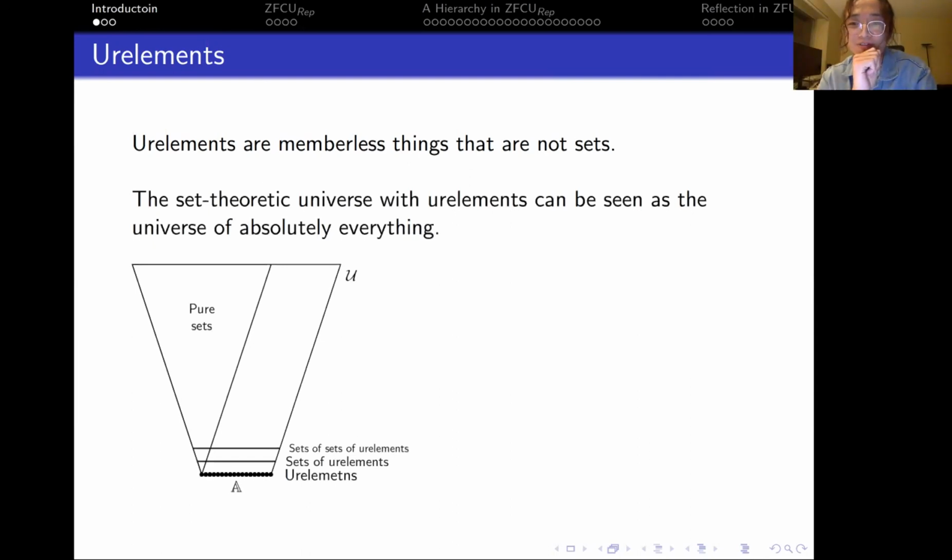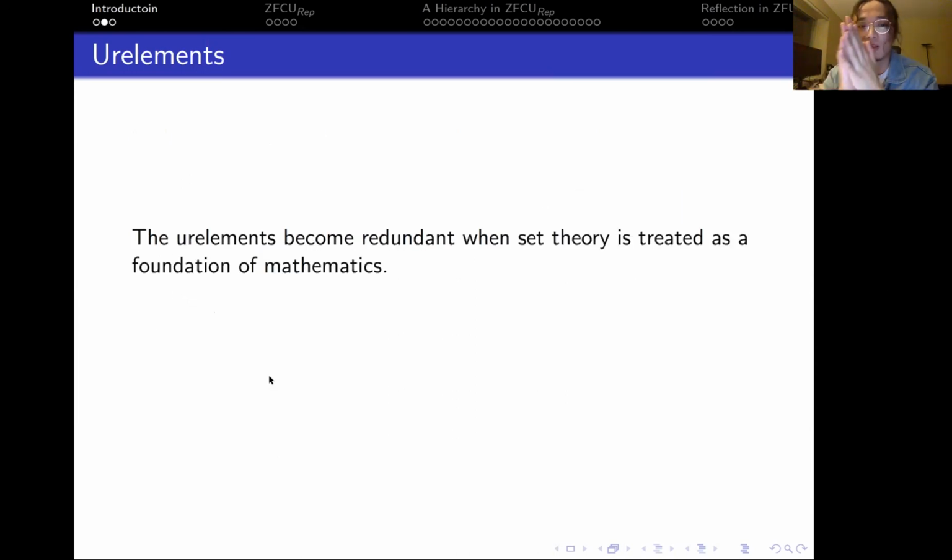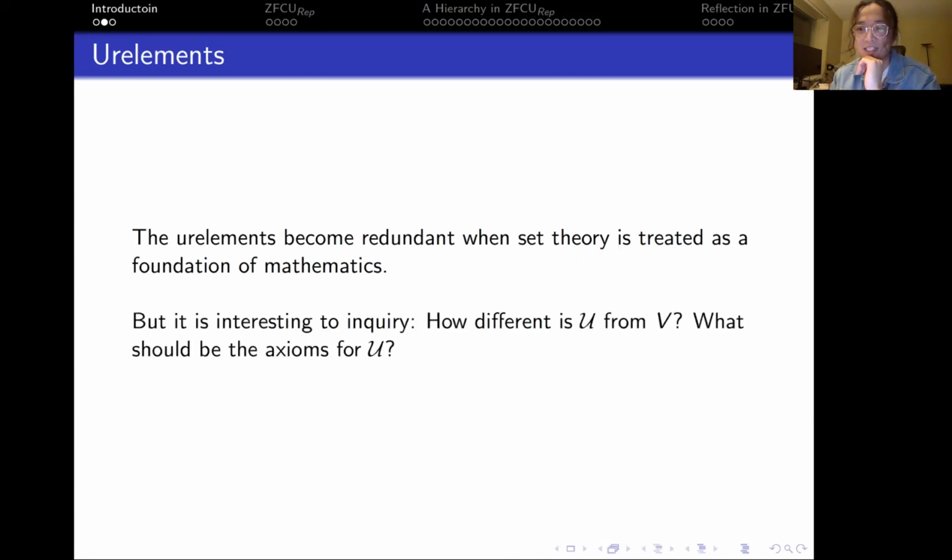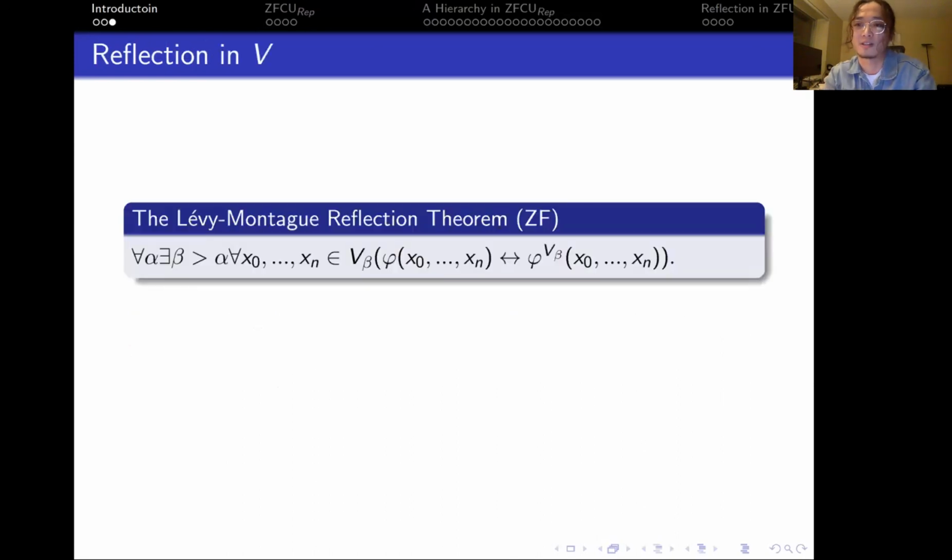So this universe U, which I was talking about, includes pure sets, non-pure sets, and also Ward elements. Here is the universe of all pure sets called V, but I'll call the whole universe U. The Ward elements become redundant when set theory is treated as a foundation. That's why most of the time set theories don't talk about Ward elements at all. But it's still interesting to ask, how different is U from V, and what are the axioms for U? These are the questions I am interested in.